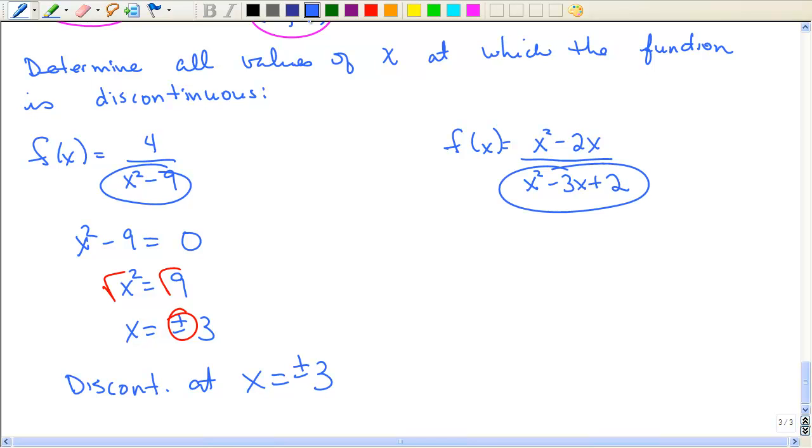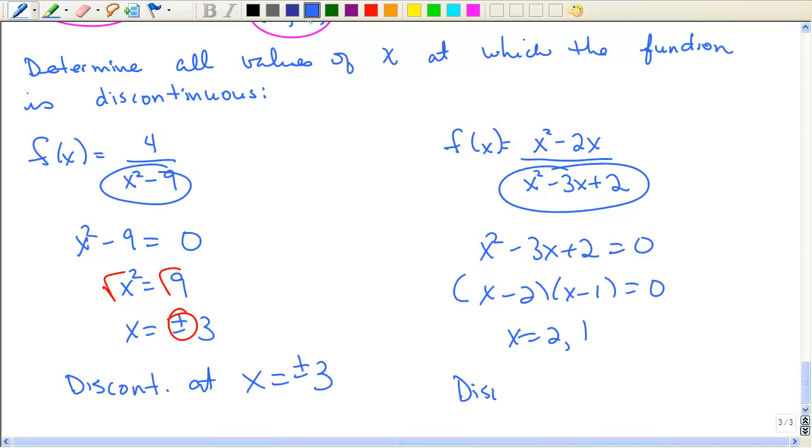Alright, same thing here. Again, I'm going to factor that, and so it's discontinuous at x equal to 2 or 1. I would encourage you to pick up a graphing calculator, see what these look like, so you can get the idea, and it should match up to some of the pictures that were already given to you. But you do need to be able to do the algebra on the test.